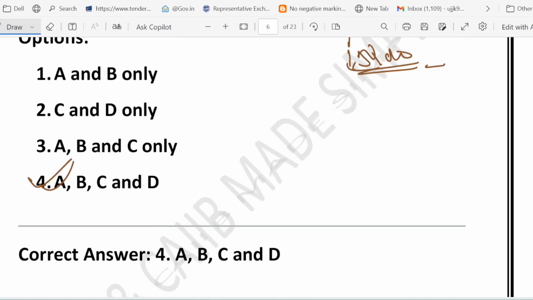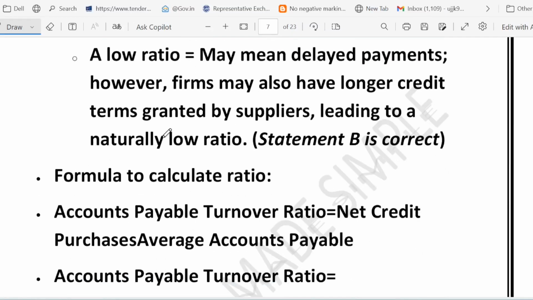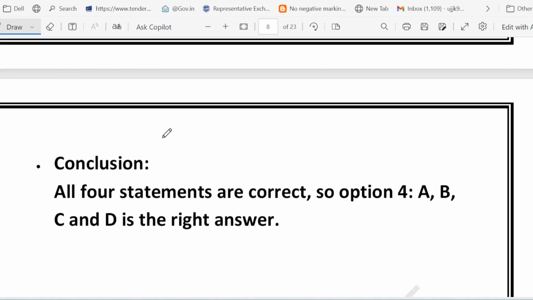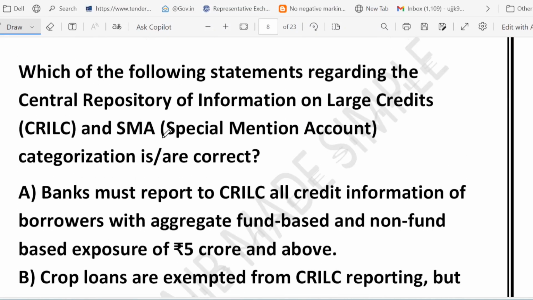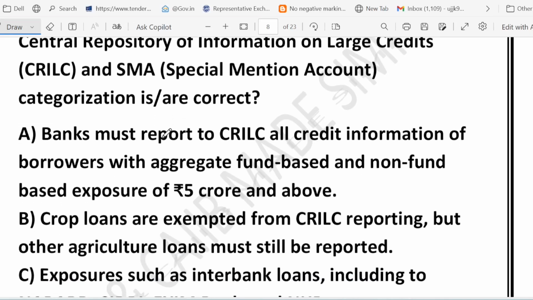Now friends, let's look at the next question. Question number 3 of today's session is on your screen. As you can see, the question is regarding the CRILC. Very important question. It asks which of the following statements about CRILC and SMA categorization is or are correct. Option A: banks must report to CRILC all credit information of borrowers with aggregate fund-based and non-fund-based exposure of 5 crore and above. Means reporting of borrowers of 5 crore and above.